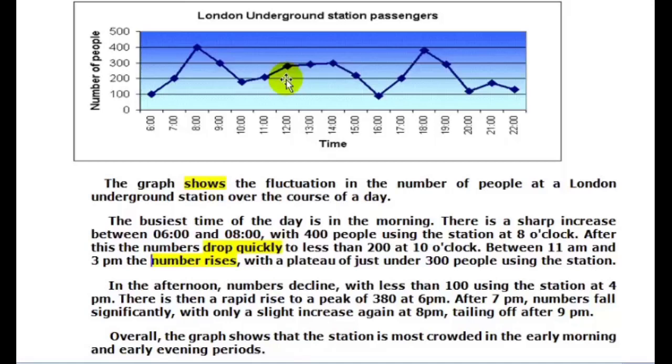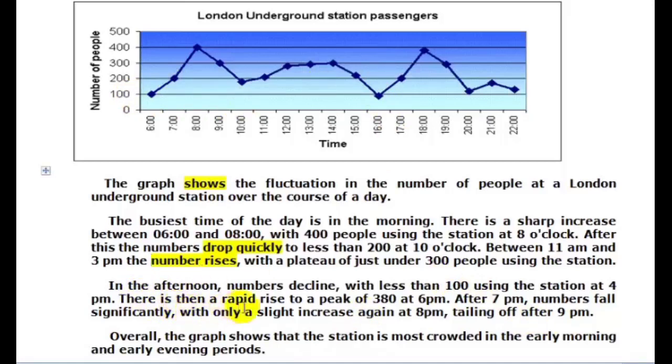If there is not exact information, you can use just under, just above, just below. Certain words can be used to demonstrate or highlight this information. Now move toward the next. In the afternoon the number declines. You see that the decline is here, with less than 100 people using the station at 4 p.m. Only 100 people are using the London Underground station at this time, that is 4 o'clock.